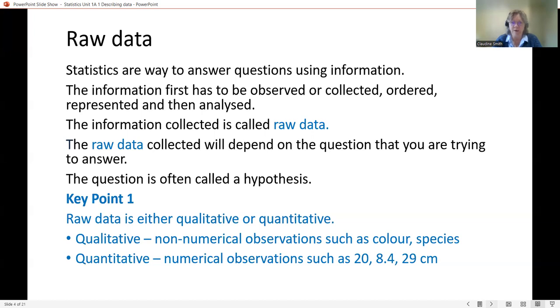So key point 1, raw data is either qualitative or quantitative. Qualitative data is non-numerical observations such as colour or species. Quantitative data is numerical observations such as 20, 8.4, or 29 centimetres.